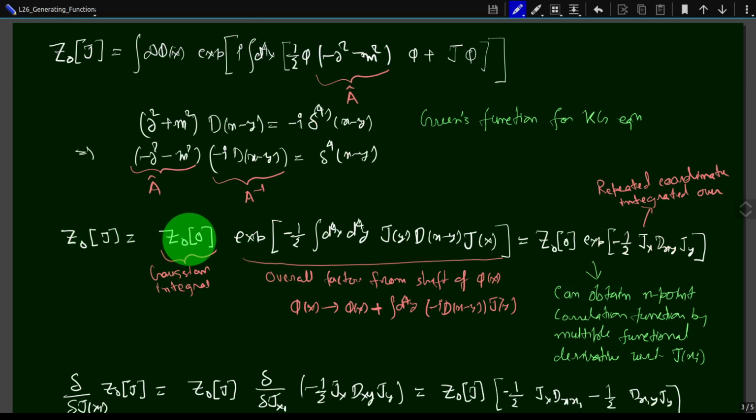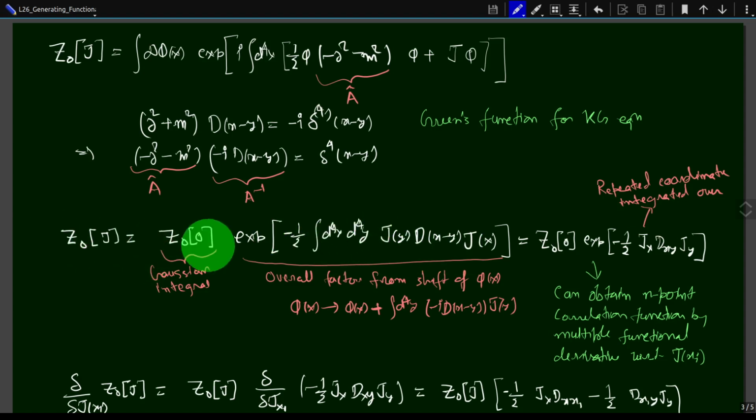Z0[j] is Z0(0) times exponential minus half, no i sitting here, ∫ d4x d4y j(y) D(x minus y) j(x). I intend to write this symbolically, since I am going to write this many times: Z0(0) exponential minus half j(x) D(x y) j(y). Here repeated coordinates are integrated over, y is integrated out and x is integrated out. It is like the two indices of the matrices summed over in the discrete case.